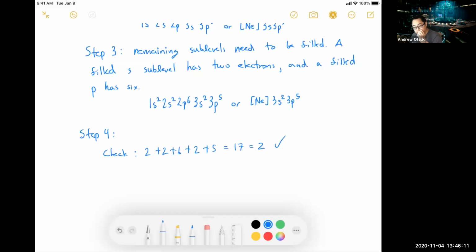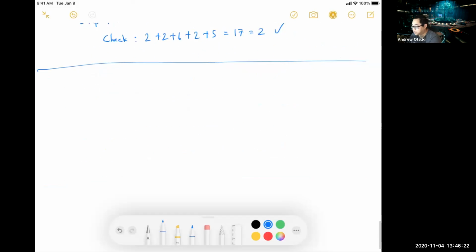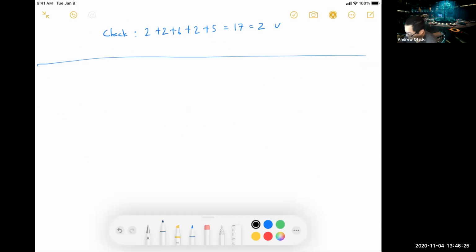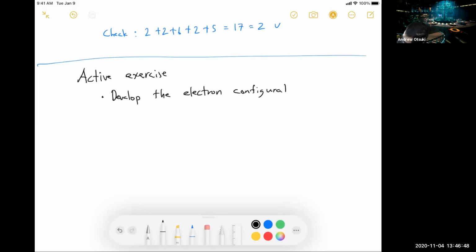Okay, now let's do another example. Hopefully we can write it out quickly, but if you can't, just take the steps to look at the periodic table and do this example. So here's our active exercise for today. I want you to develop, which basically means just write, the electron configuration for cobalt.